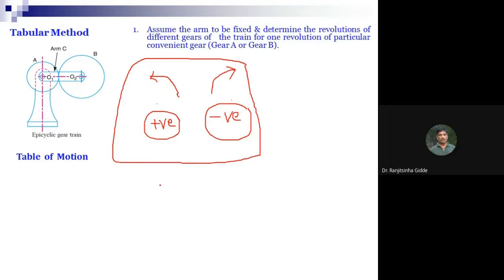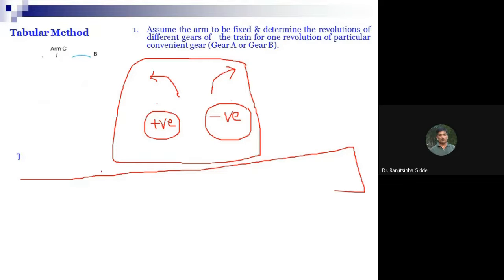Okay. Now we need to determine the rotation of a particular gear, so gear A. The first step in the column, in the table, we are going to write like this.